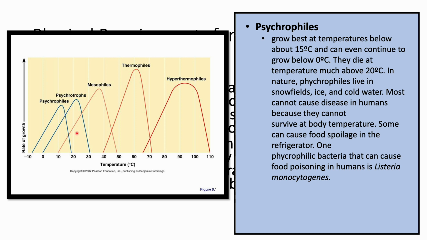They're not going to be able to thrive inside of a human body, but they can still cause food spoilage in the refrigerator because your fridge is cold, your freezer is cold, and these organisms can still thrive in those low temperatures and continue replicating even in the fridge. An example of a very relevant one is Listeria monocytogenes. And this is relevant to humans. Even though it thrives in low temperatures, it can still cause food poisoning in humans as well.